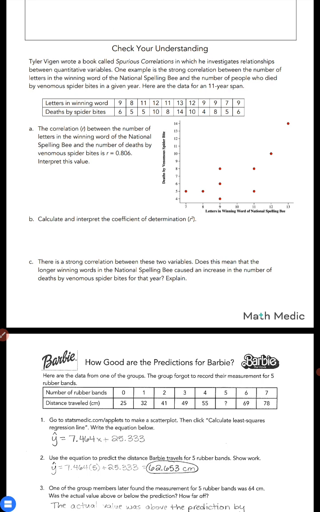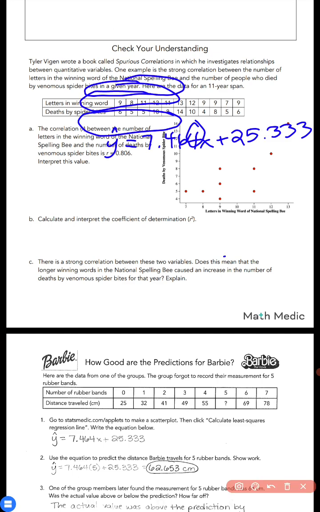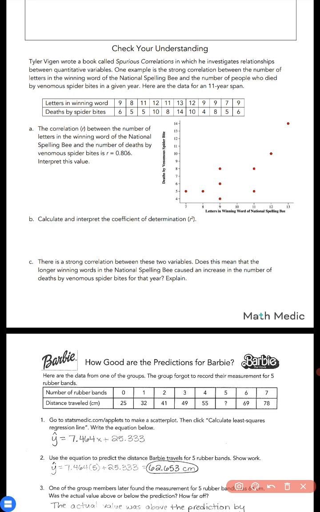Okay, and I can tell that my correlation between these two is going to be positive, right? Because these dots are trending up. And when I look at the correlation value, it is 0.806, which is strong, right? There is an obvious positive linear trend here. Okay? Part B asks me to calculate something called the coefficient of determination, or R squared.